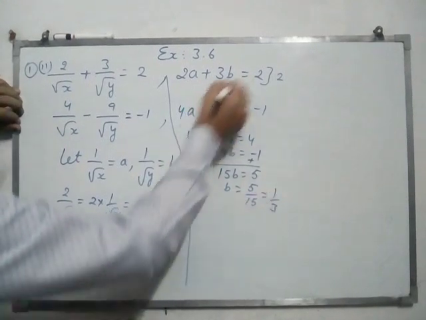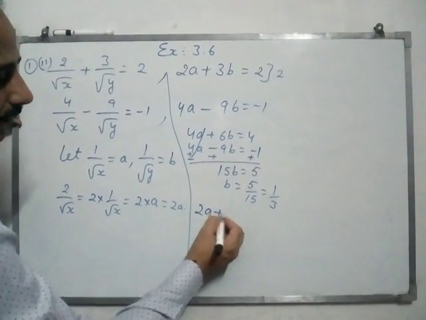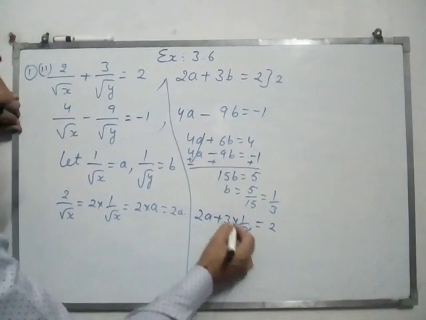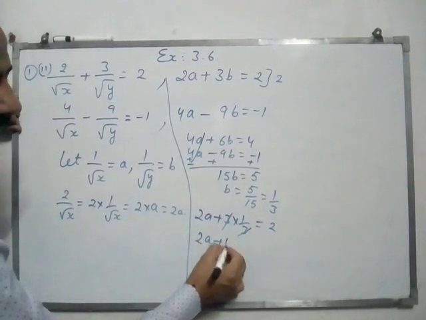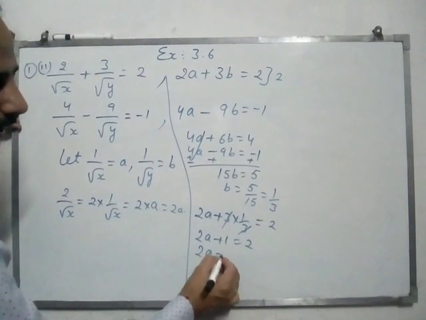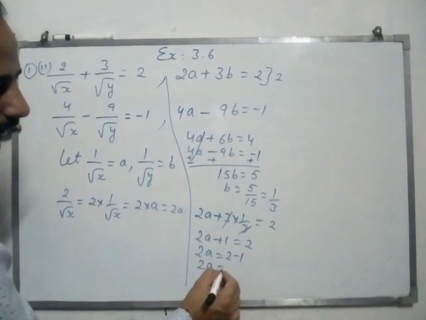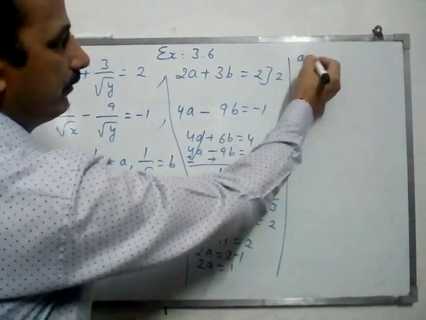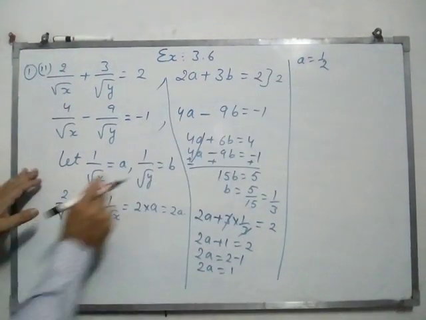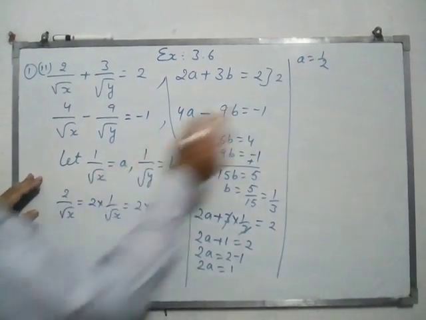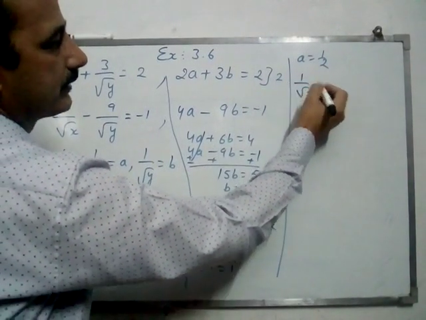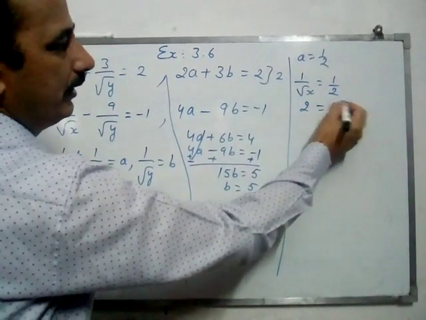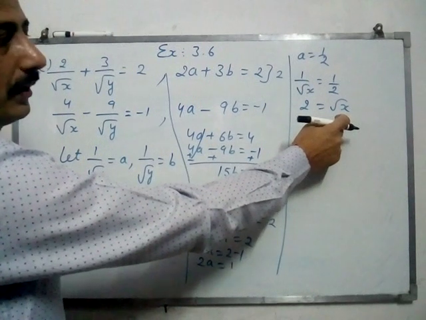Now put 1 upon 3 in any equation, that is 2a plus 3b, 3 into 1 upon 3, equal to 2. 3 cancels with 3. So 2a plus 1 equal to 2. So 2a equal to 2 minus 1, 2a equal to 1, right? So a equal to 1 upon 2. But we know that a equal to 1 upon under root x. So 1 upon under root x equal to 1 upon 2. So cross multiply, 2 equal to under root x.